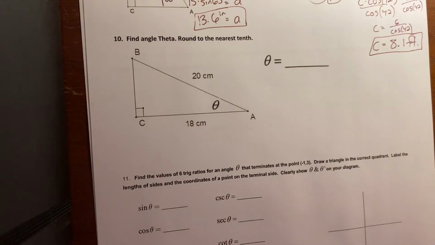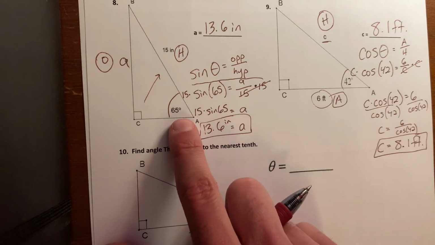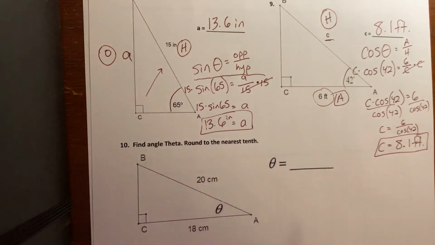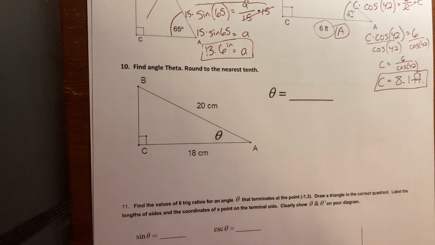Moving on down, number 10. Okay, so find angle theta, round to the nearest tenth. Now it's a different situation. Think about this: I knew my angle and one side length before, and my job was to find the other side length. In this situation, I know two side lengths, but I don't know any of the angles inside.